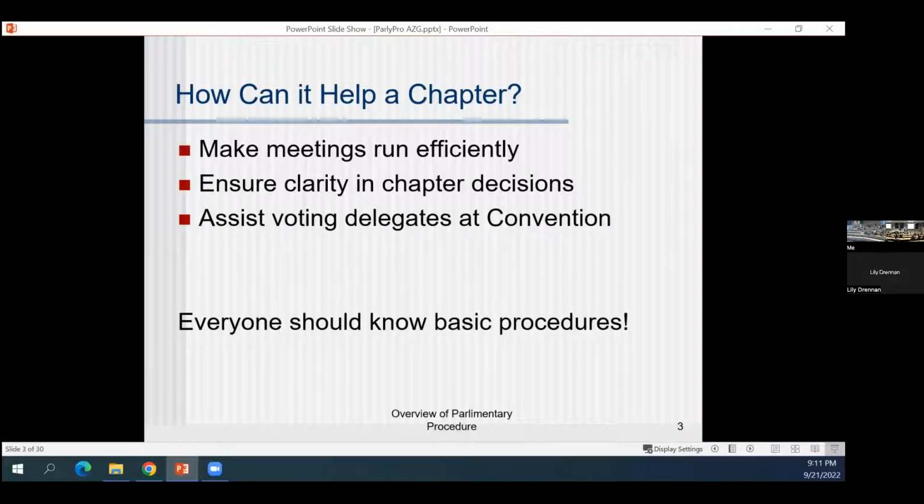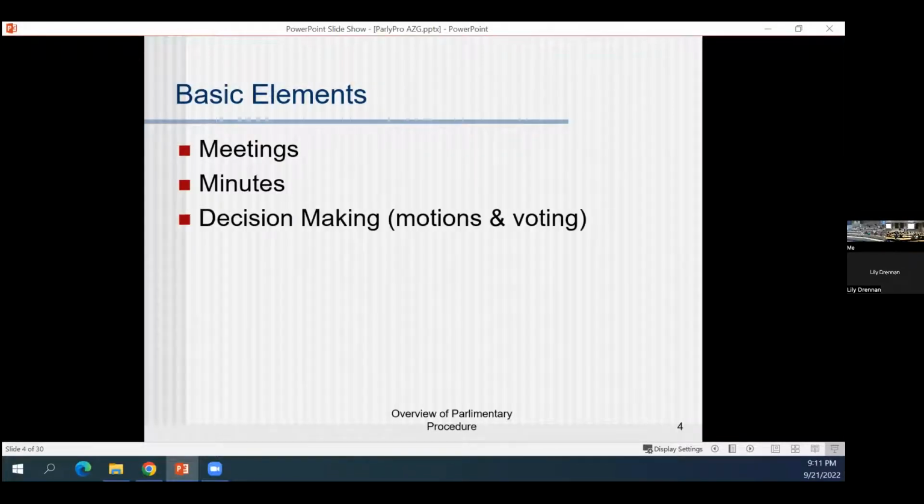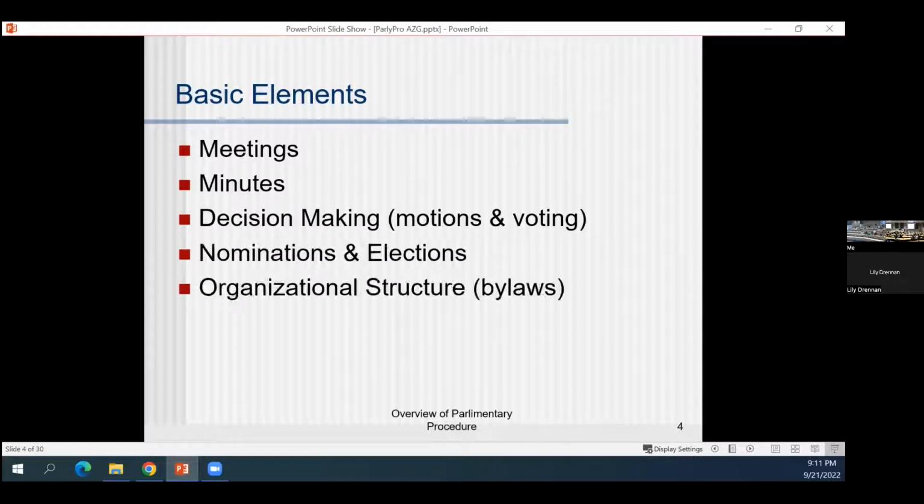Everyone should know some of the basic procedures, and that's the idea of what we're talking about today. Basic elements: meetings, minutes, very important, decision-making, the motions and the process and how you go about voting, nominations and elections, and then the organizational structure, which I mentioned a minute ago. We're not going to talk about it much tonight, but the organizational structure, which is your bylaws, how the organization is set up, and finally, the parliamentary authority, which in a nutshell is this book right here.